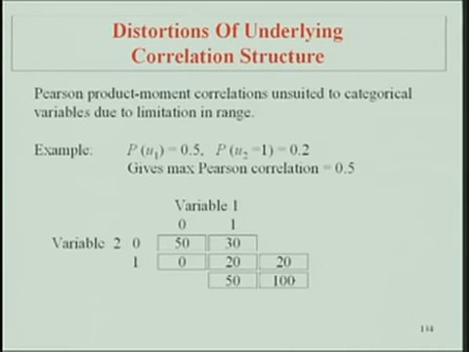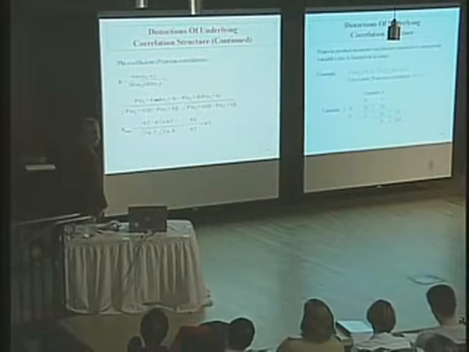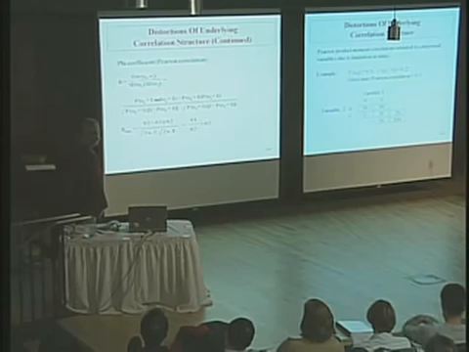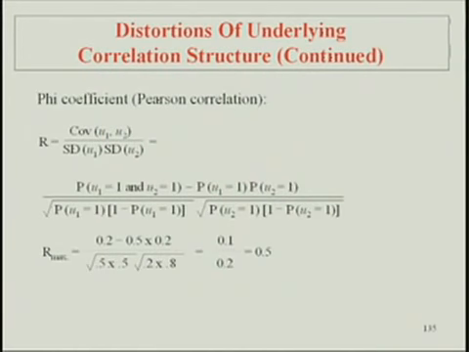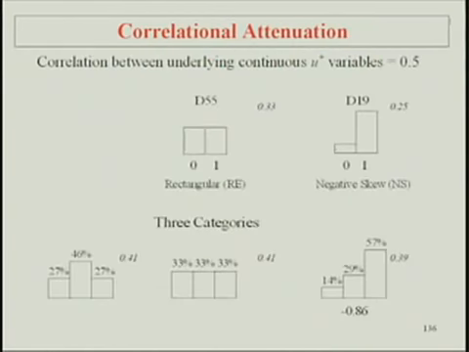And this next screen just shows you how to compute the formula for the phi coefficient or the Pearson correlation, and shows the maximum value is 0.5. So now let's take a look at a situation on the left screen where the correlation between 2 U stars is 0.5. So that's sort of the population value. The true value is 0.5.